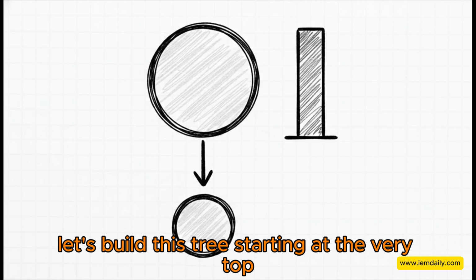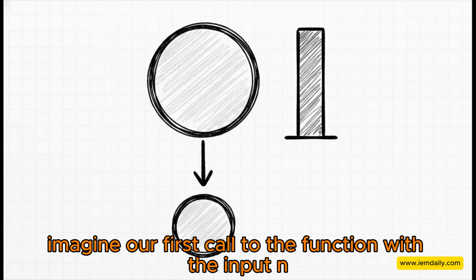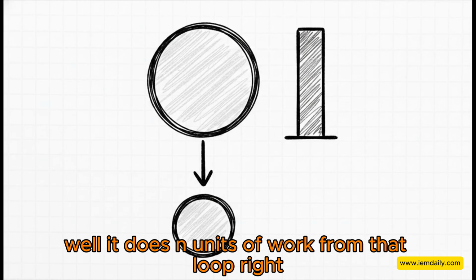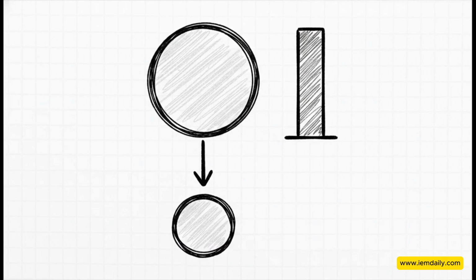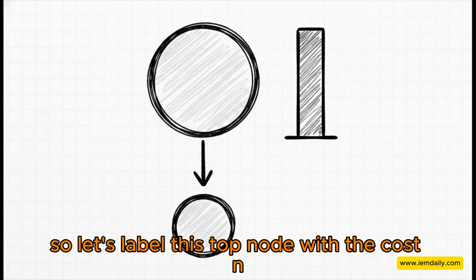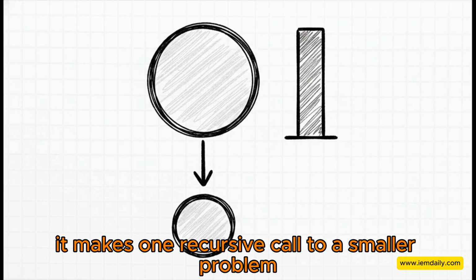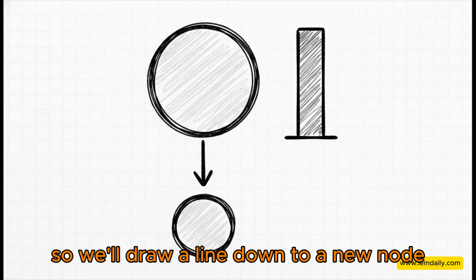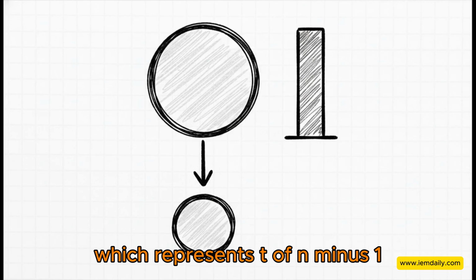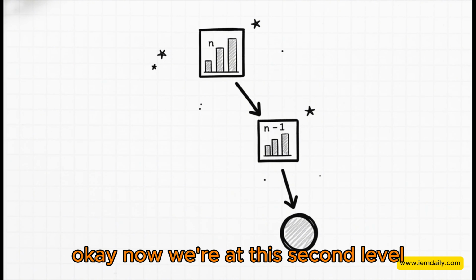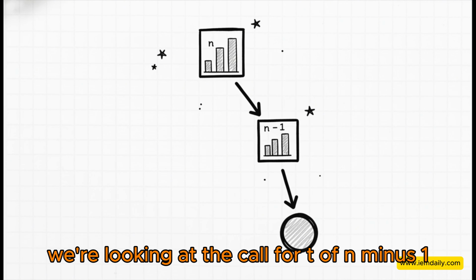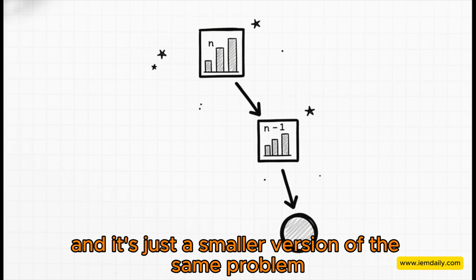Let's build this tree starting at the very top. Imagine our first call to the function with the input n. What happens? Well, it does n units of work from that loop, right? So let's label this top node with a cost n. Then, what does it do? It makes one recursive call to a smaller problem, the n-1 problem. So we'll draw a line down to a new node, which represents T(n-1). Okay, now we're at this second level. We're looking at the call for T(n-1). And it's just a smaller version of the same problem.